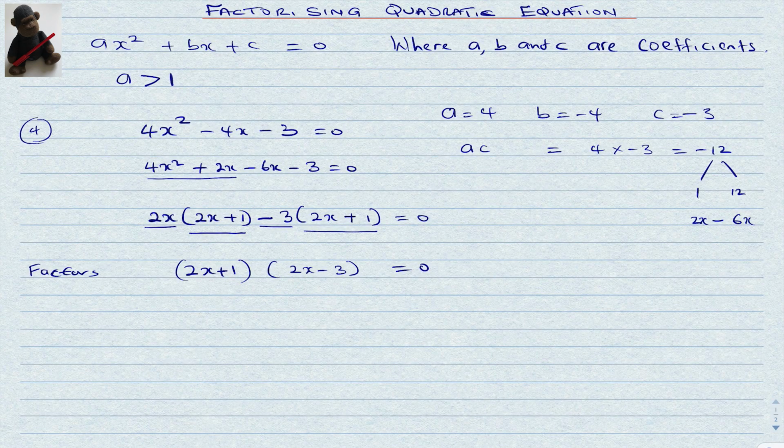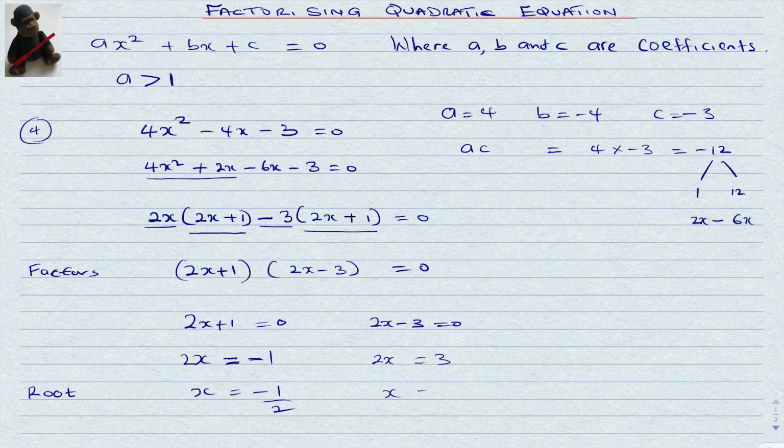So we set each factor to 0, and therefore 2x equals minus 1, and x equals minus 1 over 2. So that's the first root. And the next one is 2x minus 3 equal to 0, 2x equals 3. Divide both sides by 2. x equals 3 over 2. And that's the second root.